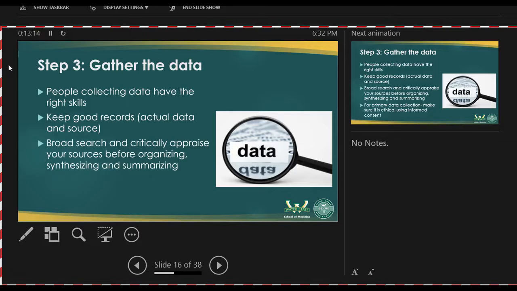Do a broad search and critically appraise your sources before organizing, synthesizing, and summarizing. That's very important. Once you get all the data, the next things you have to do are organize, synthesize, and summarize your data. So before you do that, critically appraise your data. What is critically appraise your data? It's basically get somebody else to review the data. That's what I like to do.